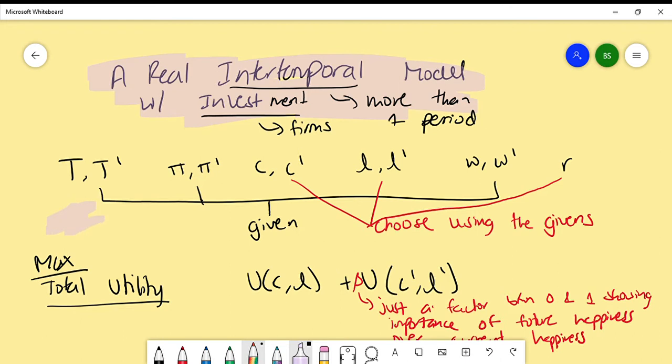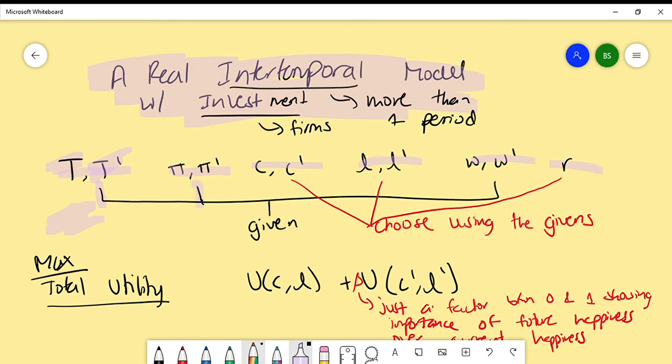Anyway, the main variables here will be the tax rate for the present and the future, profit, consumption, leisure, wage, and the interest rate. Basically the same thing as before. And similar to before, the things that are given are taxes. That makes sense, the taxes are set by the government, so it's given.